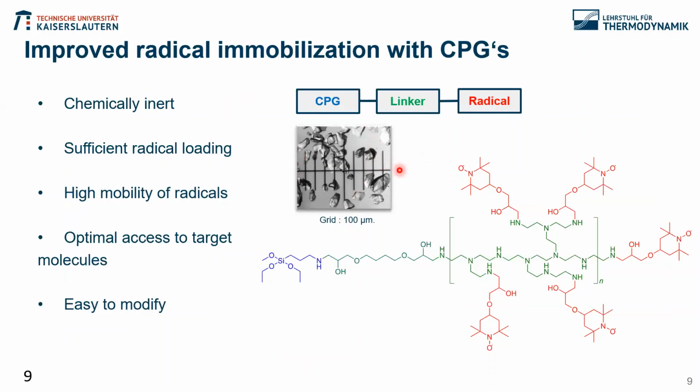These are controlled pore glasses, and we use them because they are perfectly chemically inert, and we still have good ODNP parameters, like high mobility of radicals and optimal access to the target molecules that we want to have for ODNP.